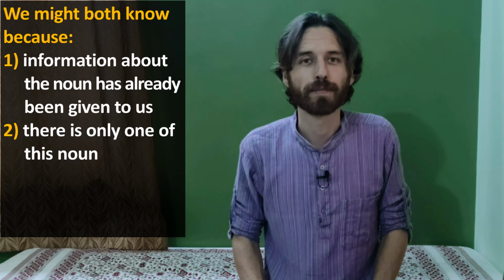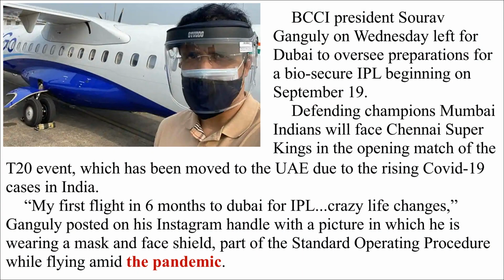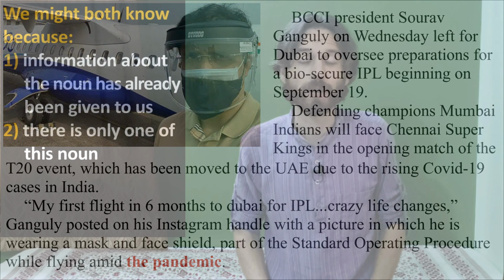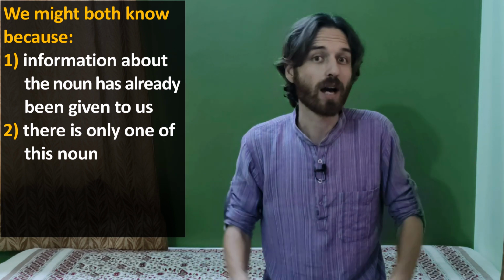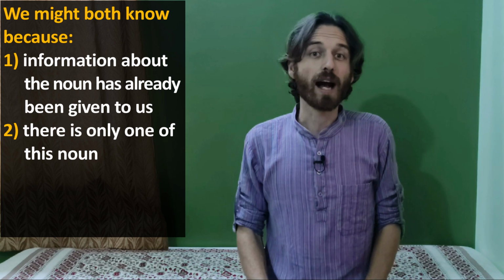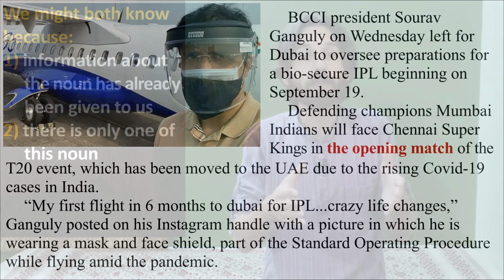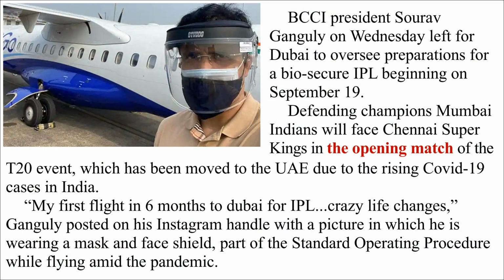Or we might both know which noun we are meaning because there is only one of them. For example, in the IPL news piece, we read about the pandemic. Which pandemic? Well, we all know which pandemic we're talking about. The COVID-19 pandemic, which is raging in our world at the moment. Or the article talks about the opening match. Well, there is only one opening match, so we can use the word the.